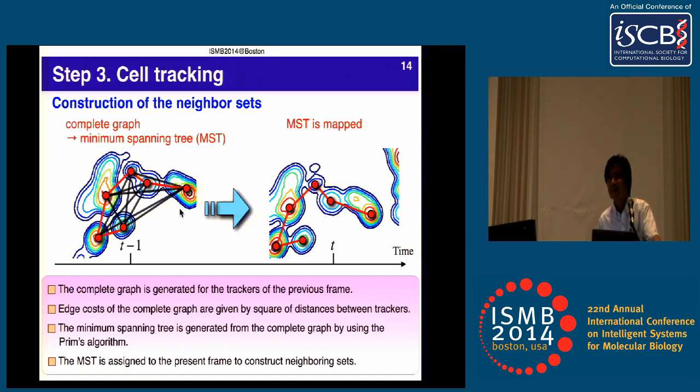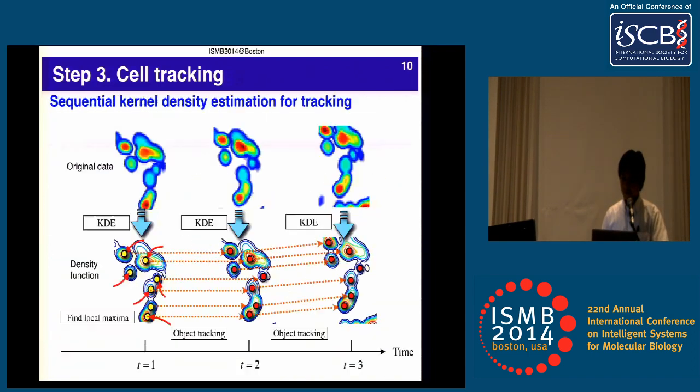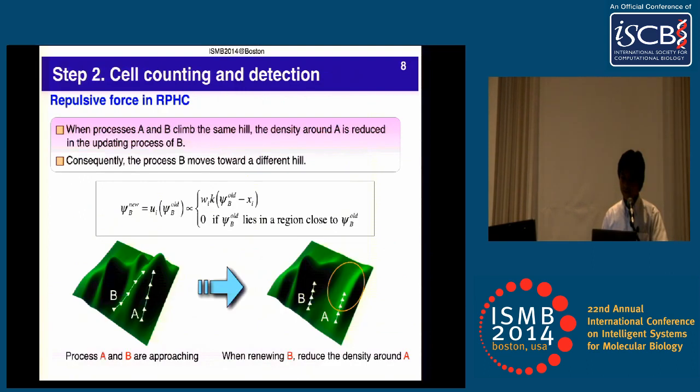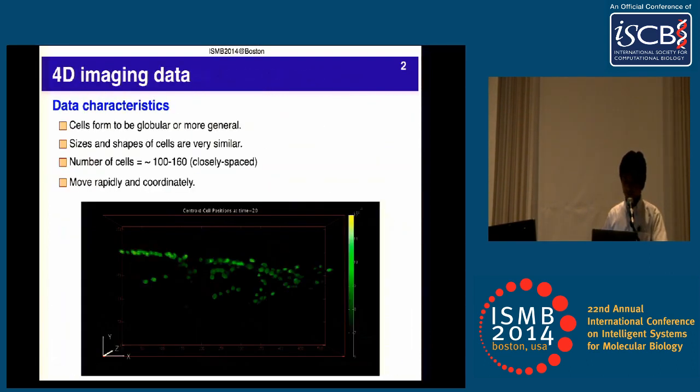Why do you need a tree? Why not a graph? Yes, in our data, the formation of cells is almost linear. Yeah, in your data, for sure. Yeah, that's what I said. Okay, all right. Thank you very much.